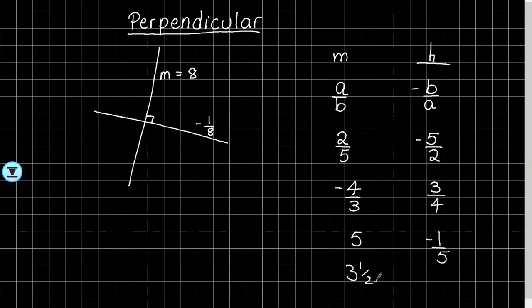Yeah, Dave? It wouldn't be negative 1 over 7. Dave's got the right idea. He's doing it in his head. 3 times 2 is 6 plus 1, so that's 7 over 2. So my perpendicular slope would be negative 2 over 7.